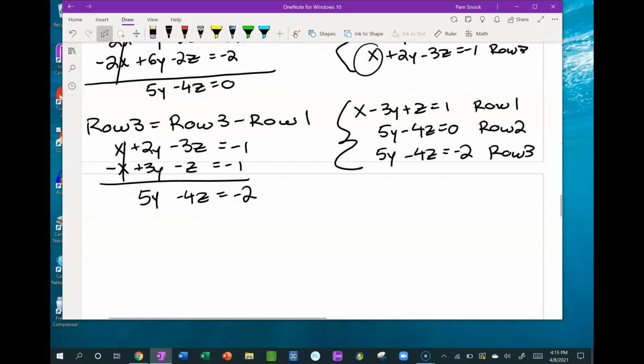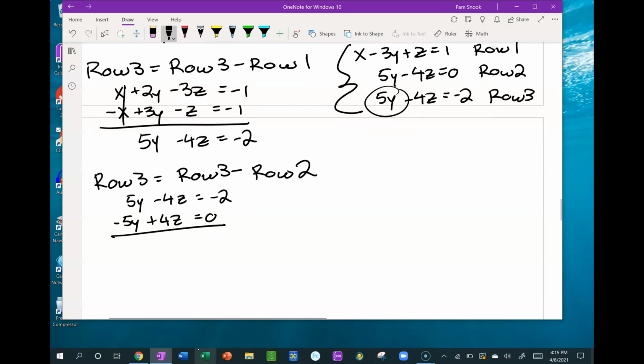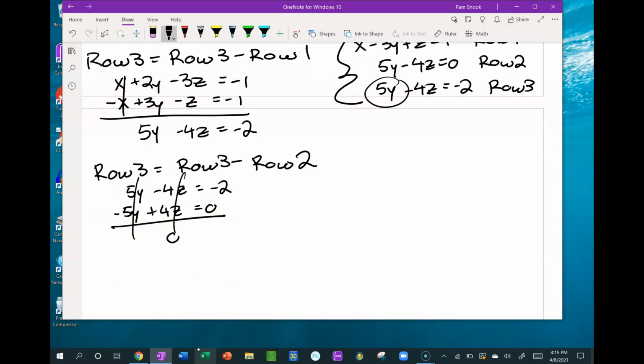All right, next thing I need to do, I'm still working on row 3. I need to eliminate that 5y. And I look at row 2, it also has a 5y. So I can just say that row 3 is going to be row 3 minus row 2. I'm going to subtract those two rows. So row 3 is 5y minus 4z equals negative 2. Now subtracting row 2, I multiply everything in row 2 by negative 1, so I get negative 5y plus 4z equals 0. The y's cancel out, the z's cancel out, so I'm left with 0 on the left side equals negative 2 on the right side. 0 does not equal negative 2.